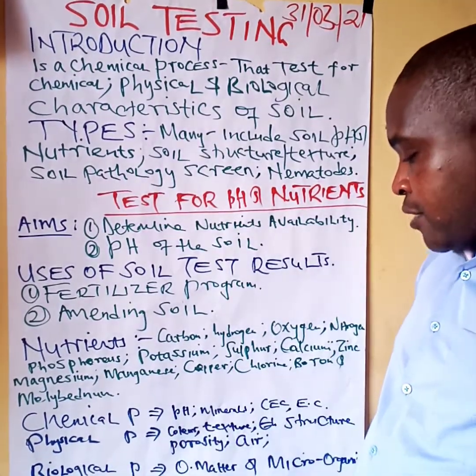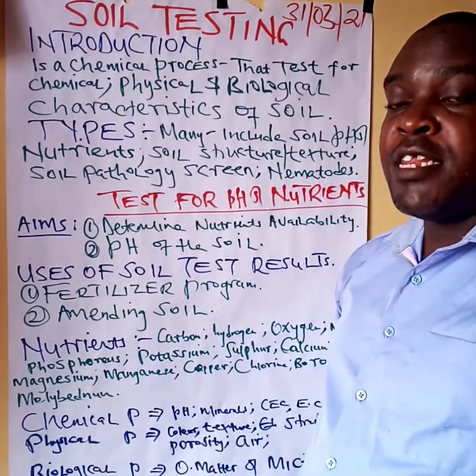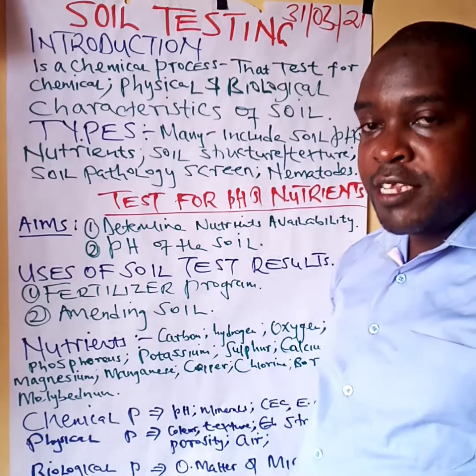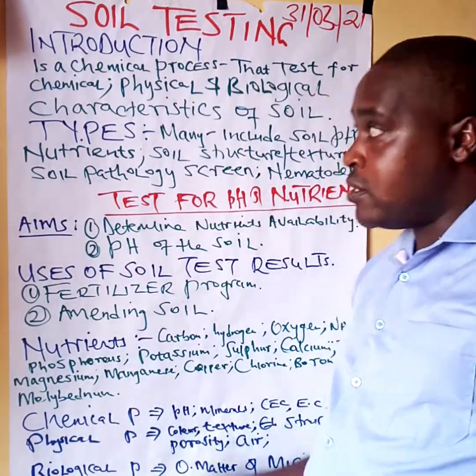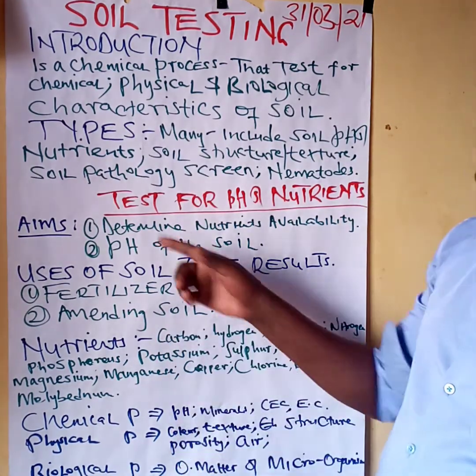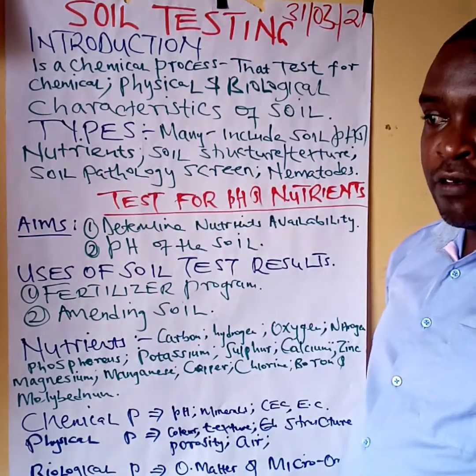In the biological part, we talk about two things: the organic matter and the microorganisms in the soil. Remember, we have two different types of microorganisms in the soil, some beneficial, some not beneficial. So those are the characteristics, meaning from them we may have several tests of soil.